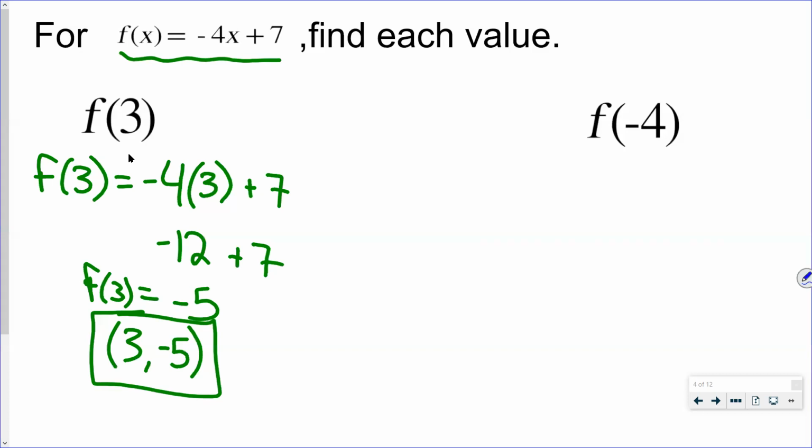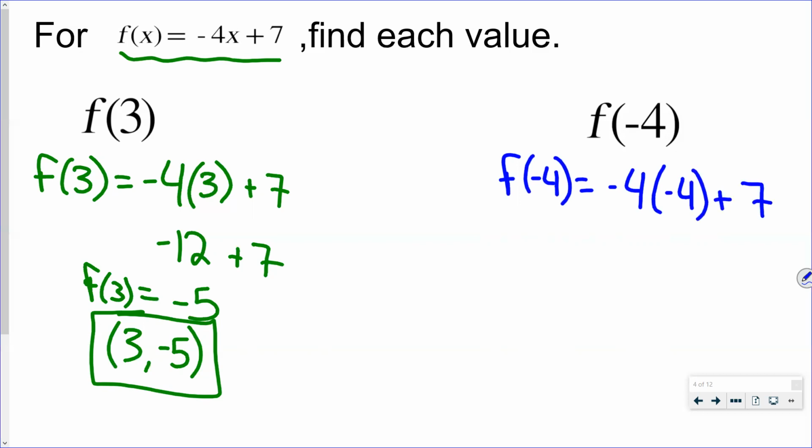What about this next one? F of -4. Let's do that one. F of -4 equals -4 times -4 plus 7. All this integer work that we did before is coming into play. We have -4 times -4. 4 times 4 is 16. Negative and a negative is a positive. So we have a positive 16. We have 16 plus 7. So f of -4 equals 16 plus 7 is 23.